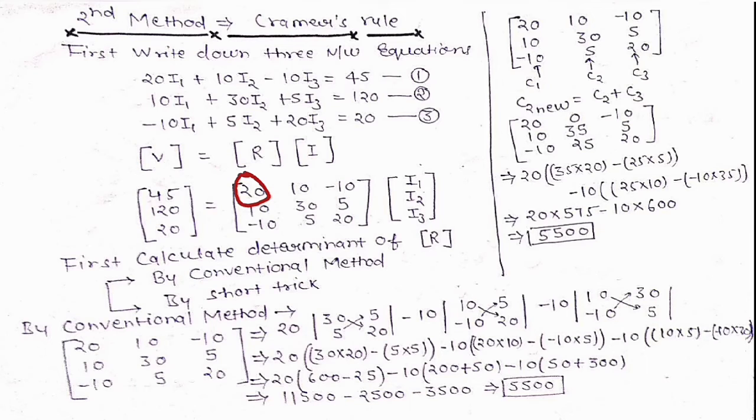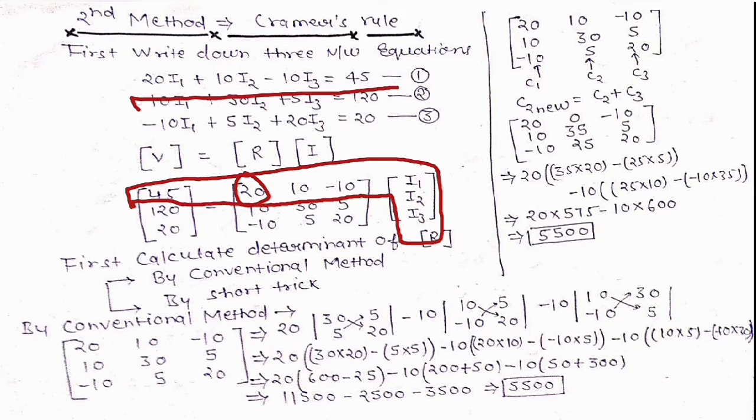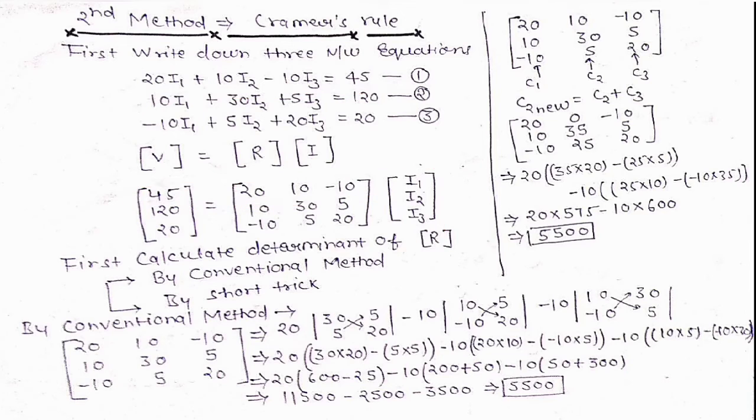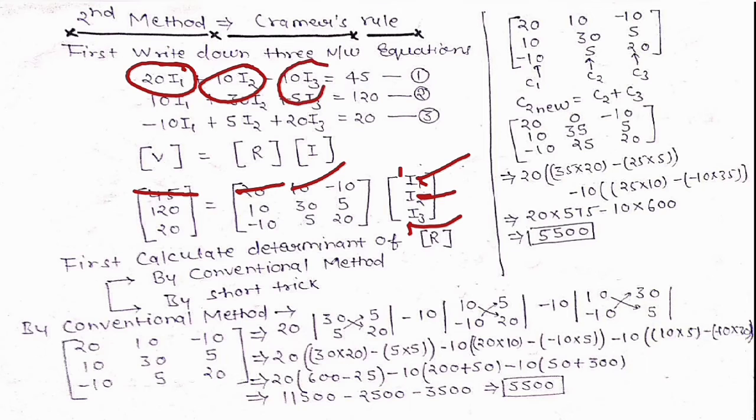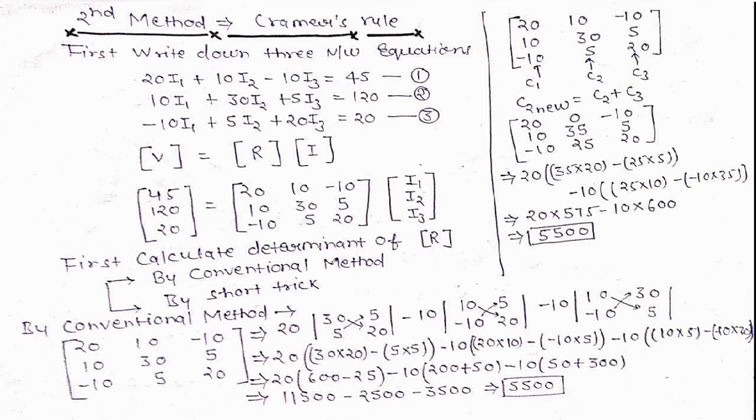So here you see 45, 20 I1. Through this way we will get the equation 20 I1 plus 10 I2 minus 10 I3 equal to 45. That means 45 equal to 20 I1 plus 10 I2 minus 10 I3. Okay, through this way, 120 equal to 10 I1 plus 30 I2 plus 5 I3. Again, 20 equal to minus 10 I1 plus 5 I2 plus 20 I3.